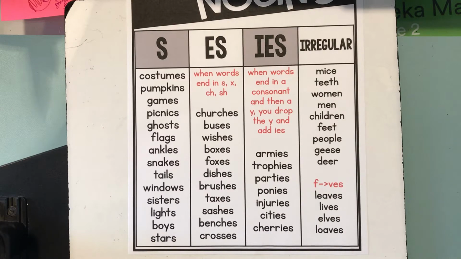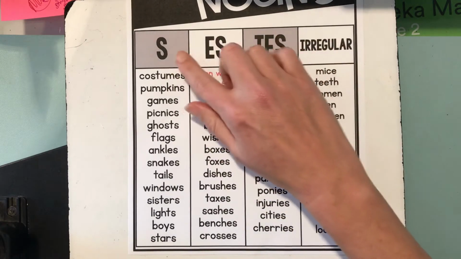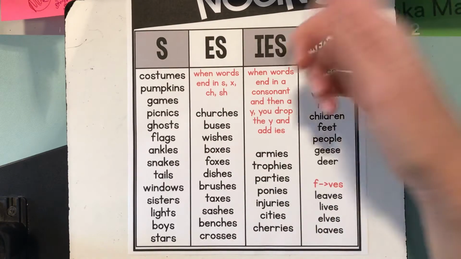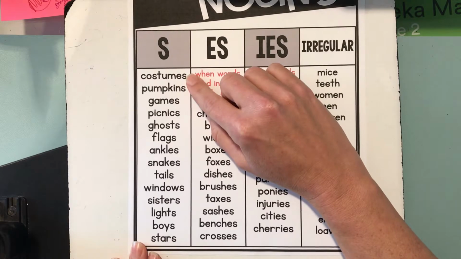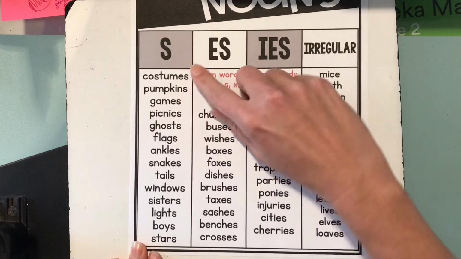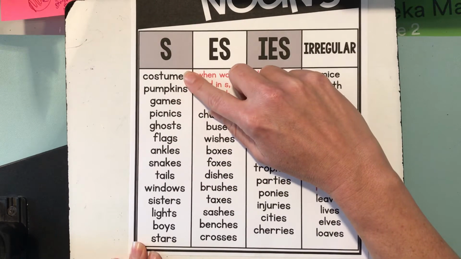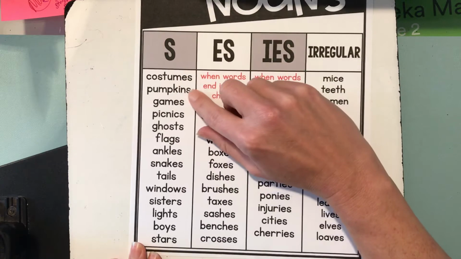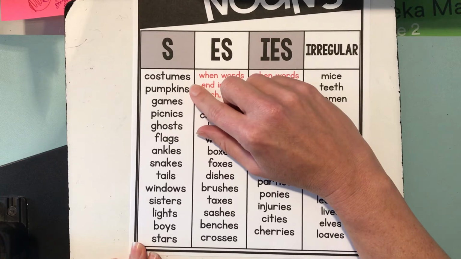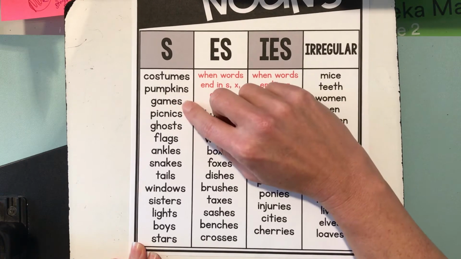if we're talking about more than one noun. The first one we need to know about, and probably the easiest one to remember, is just adding an S to the end of a noun. So costumes. When it was a singular noun, it was costume. And then when we made it plural, we just added an S to the end. So that's pretty easy to remember. Pumpkins, right? We just added an S. Games, just added an S.